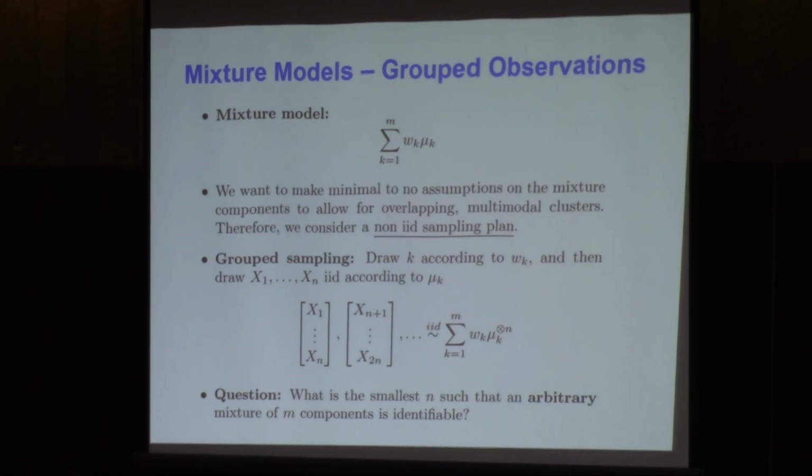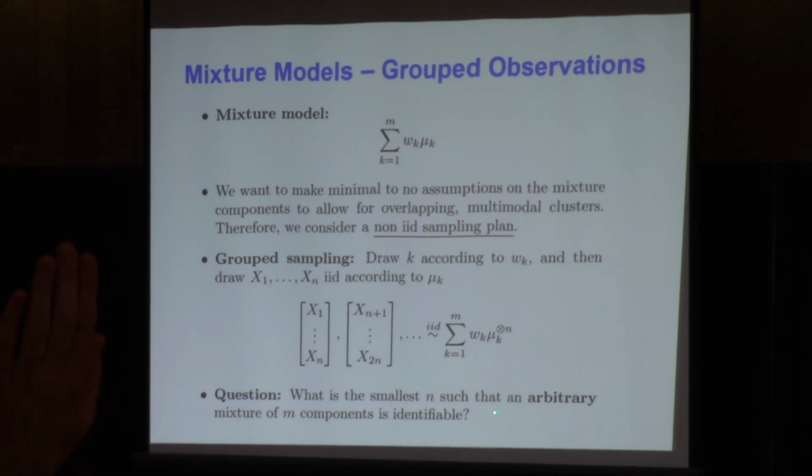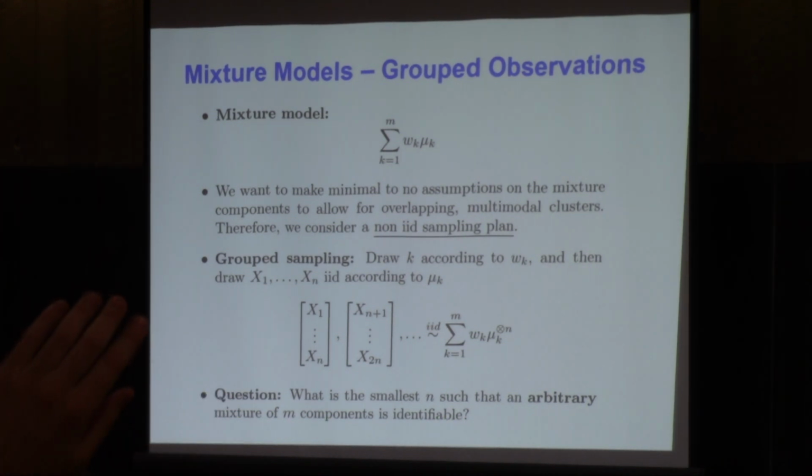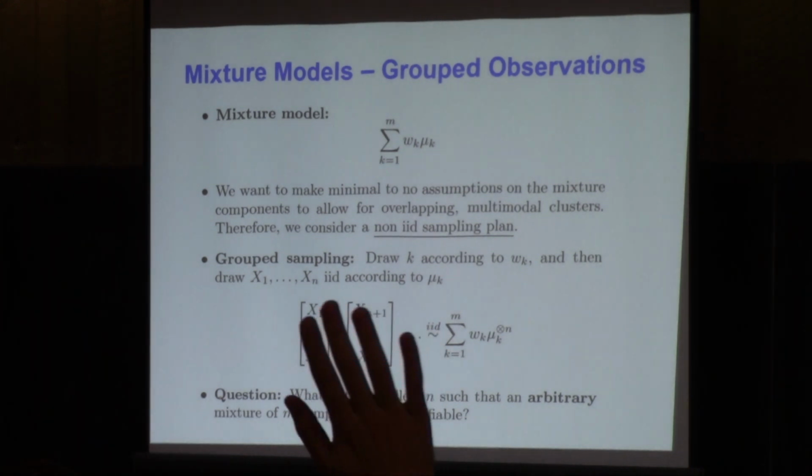All right. So the question we looked at in previous work, and this is published work that came out last year, is: what is the smallest n, where n is the size of a group, such that an arbitrary mixture of m components is identifiable? And is there such an n?